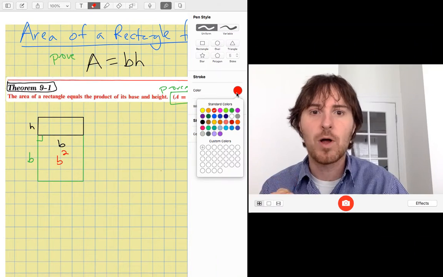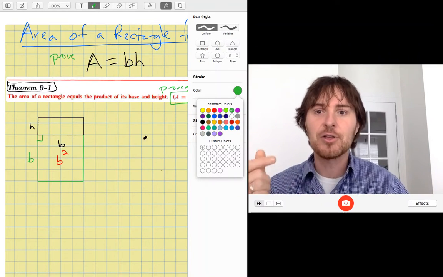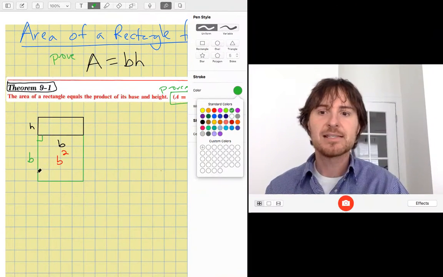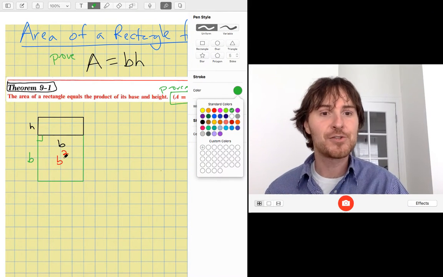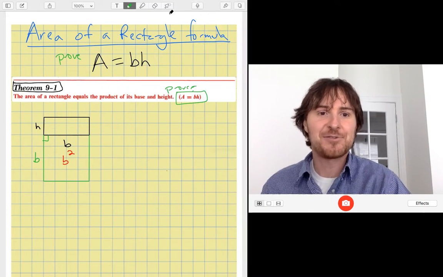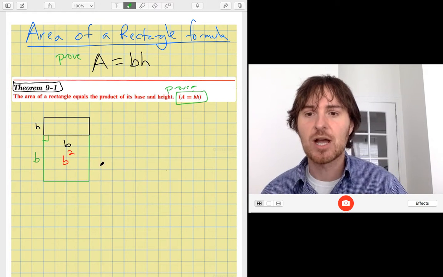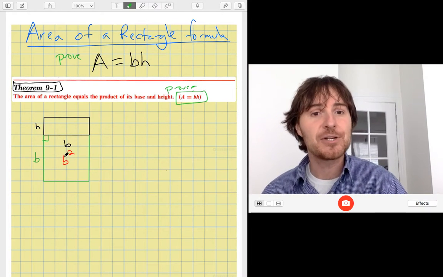Okay, so if you've done algebra 1 and you've done really much math at all, you're used to this sort of model of side times side, a side squared, giving me the area of a square. So anyways, now you're doing geometry. It's just an assumption in geometry here. So this part here is B squared.